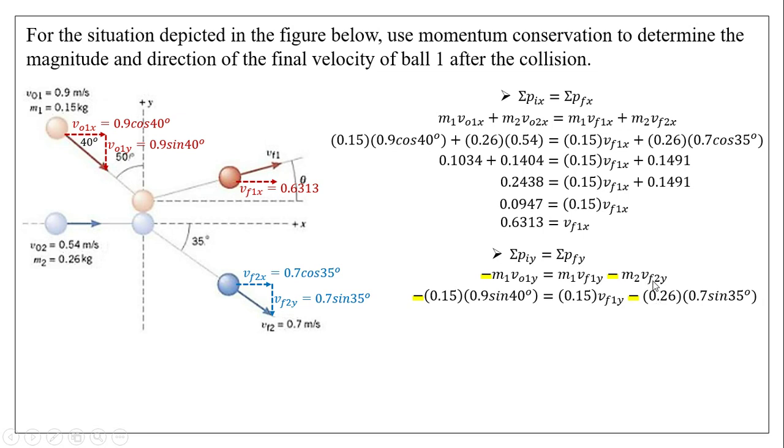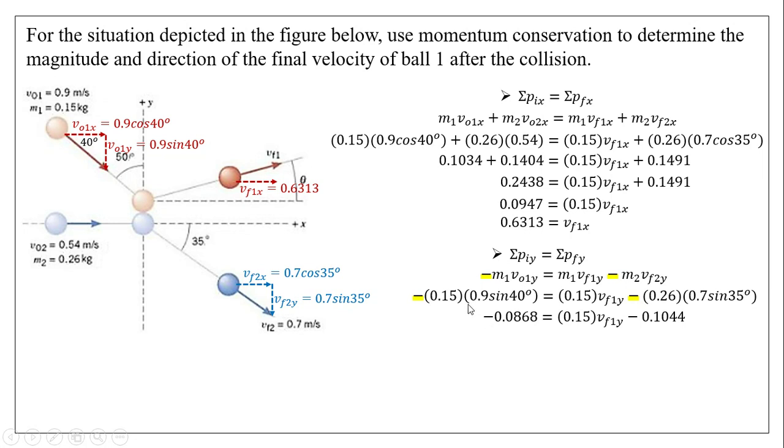But for VF2Y, I want to just plug in 0.7 sine 35, because I've already set that as negative from the get-go, okay? So I took care of the negative sign already. So do not plug in another negative sign here. Otherwise, you'll make it positive, which makes no sense. Using common sense, this is in the north, which is pointing up, east direction. This is in the southeast direction, so the signs must be opposite.